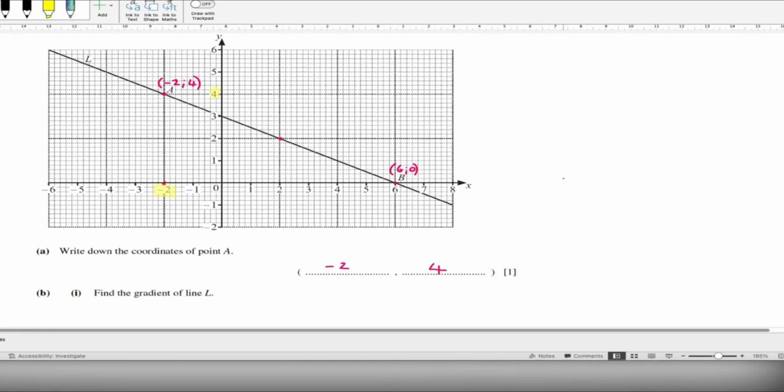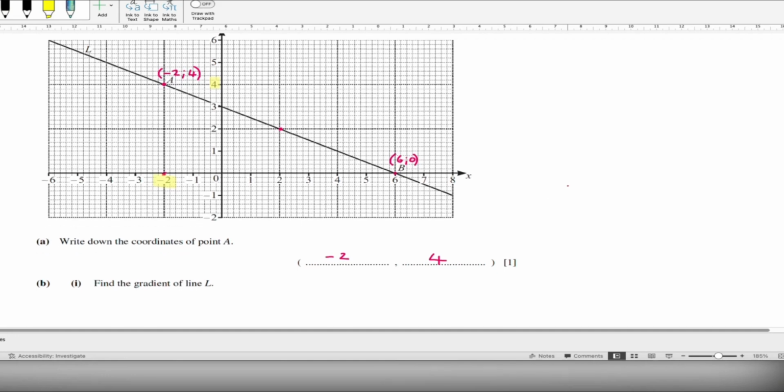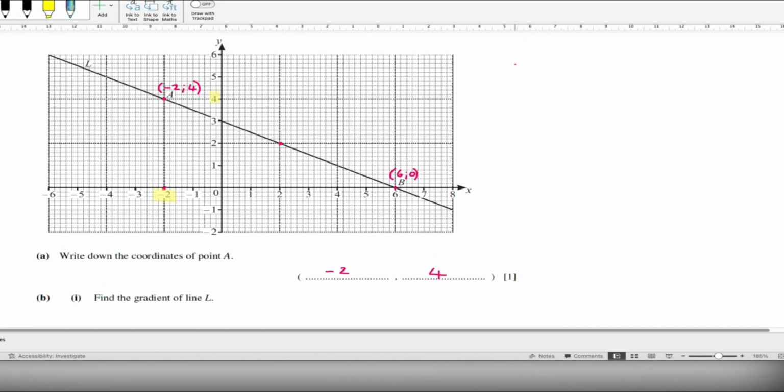Okay, so to find the gradient, you have to divide the difference in the y values by the difference in the x values. Okay, so I'm going to do question B. I'm going to do it here next to the graph. Okay, so the gradient is equal to delta y over delta x. Remember, delta means change. So we're dividing the change in y values by the change in x values.